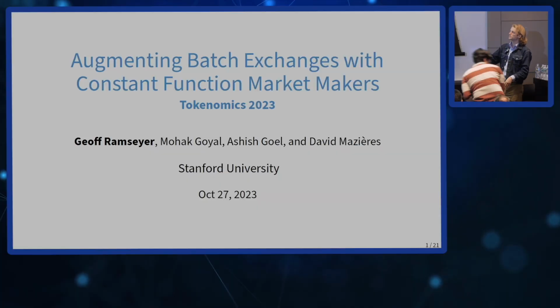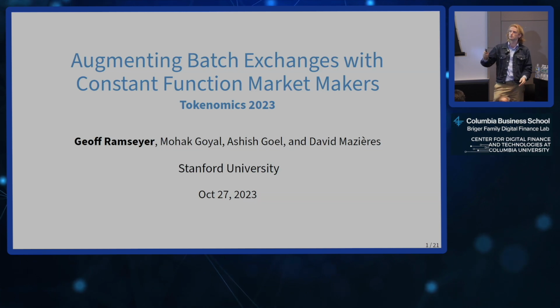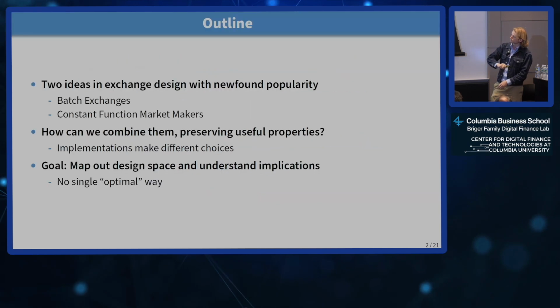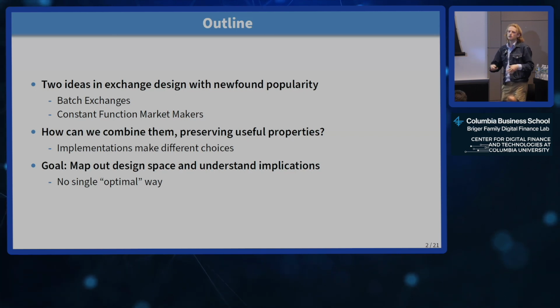Thank you very much. So I'm going to tell you about augmenting batch exchanges with constant function market makers. This is joint work with my co-authors and my advisors as well at Stanford. So what's the problem? Well, there are two ideas that have been around for a while in market design that have gotten a lot of prominence and attention in recent years, especially in the blockchain space. These are operating exchanges in a batch model, and also these constant function market makers, which we just heard about. So what we'd like to do in this talk is think about what happens when we stick them together.